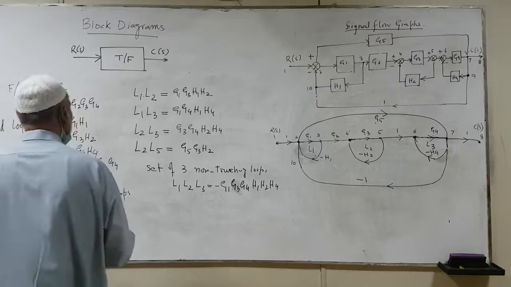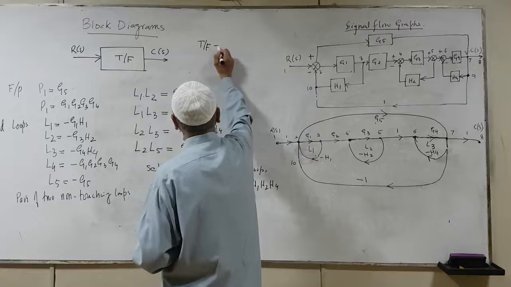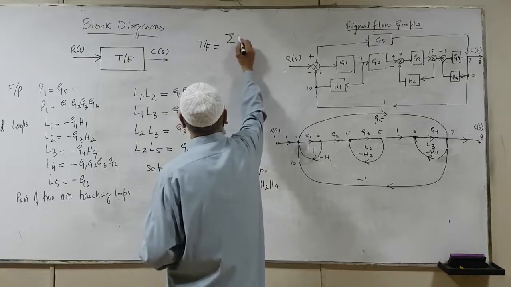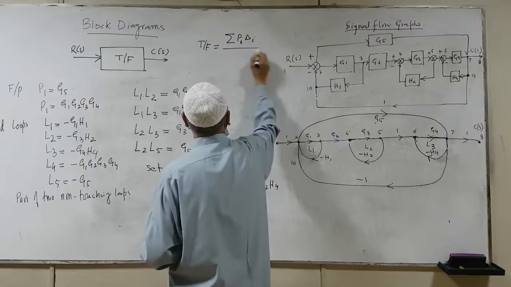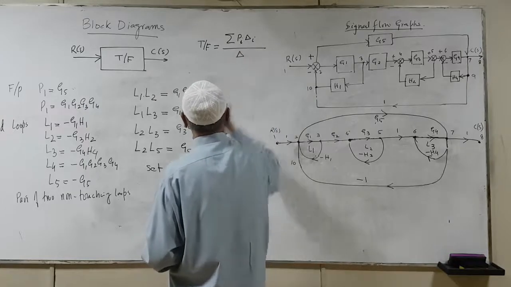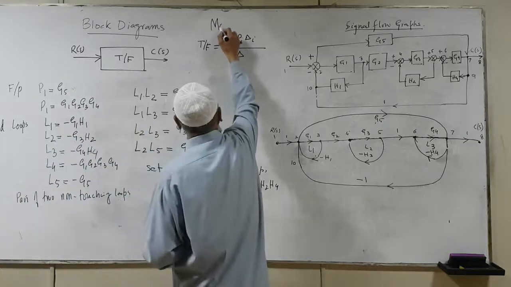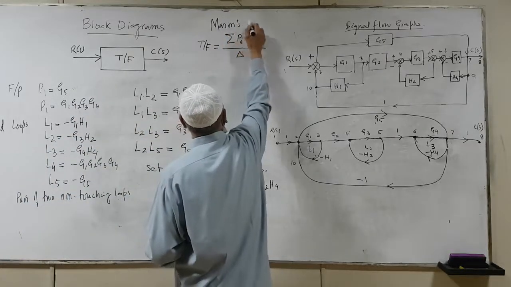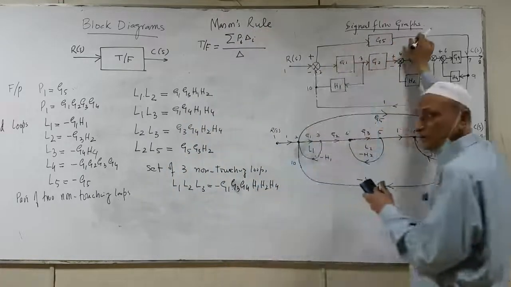Now what is Mason's rule? Mason's rule is for getting a transfer function. The transfer function is the sum of Pi and delta i divided by delta. Now let's see what these are. This is Mason's rule, the rule of getting the transfer function through signal flow graphs.